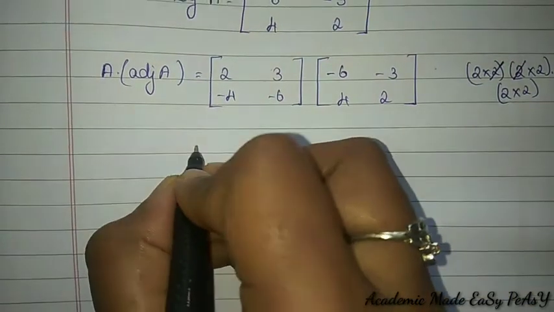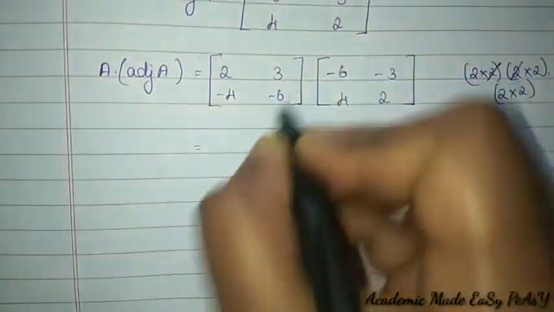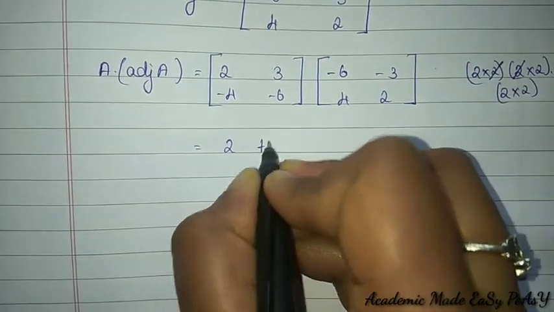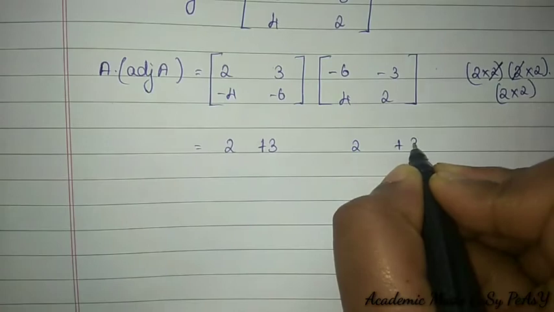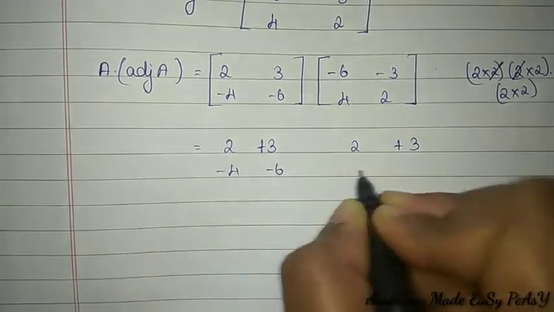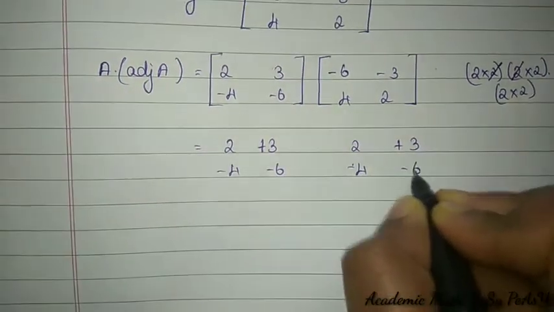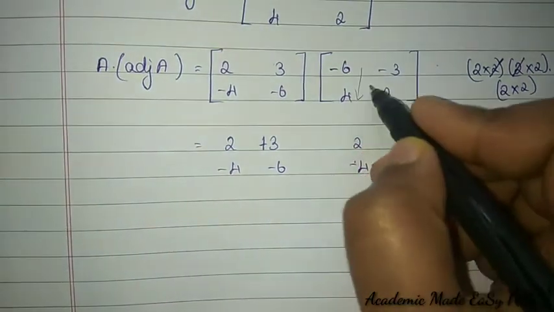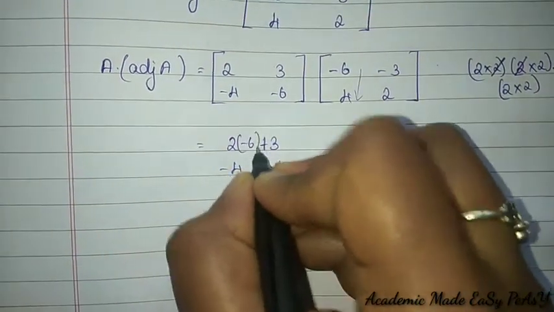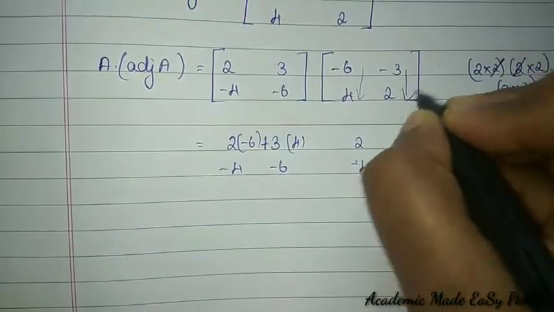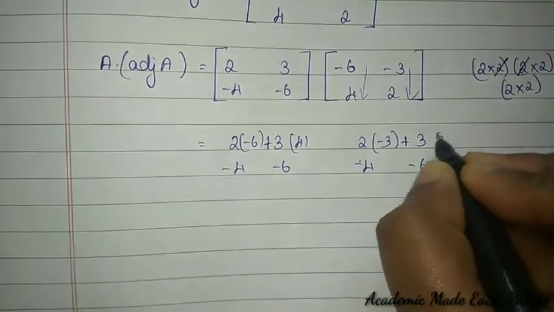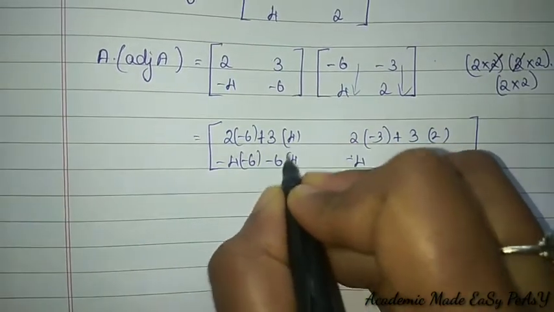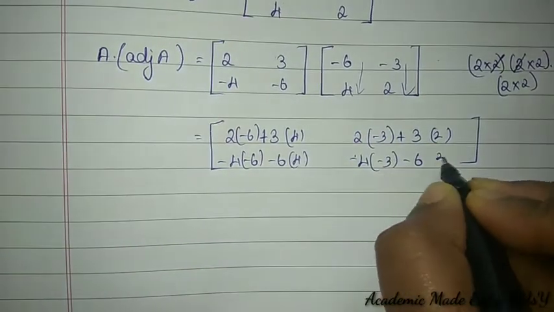What I will do first is take only the rows of the first matrix. Since I have two columns over here, I will be taking it twice: 2 3, 2 3, minus 4 minus 6, minus 4 minus 6. Now I will be multiplying with the first column for the first element: minus 6, 4, and this also 2. So now minus 6, 4, minus 3, 2.